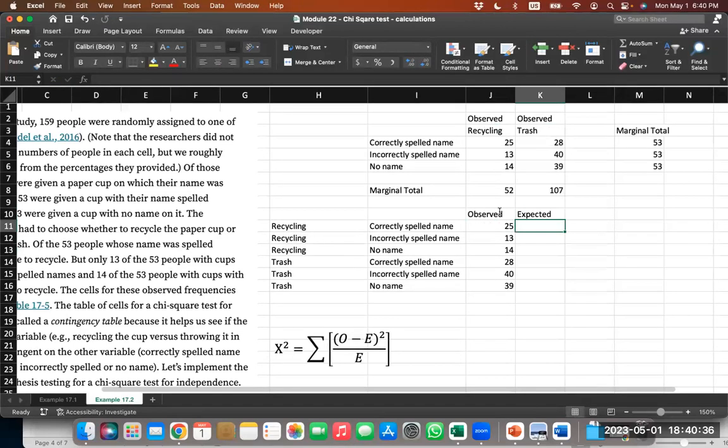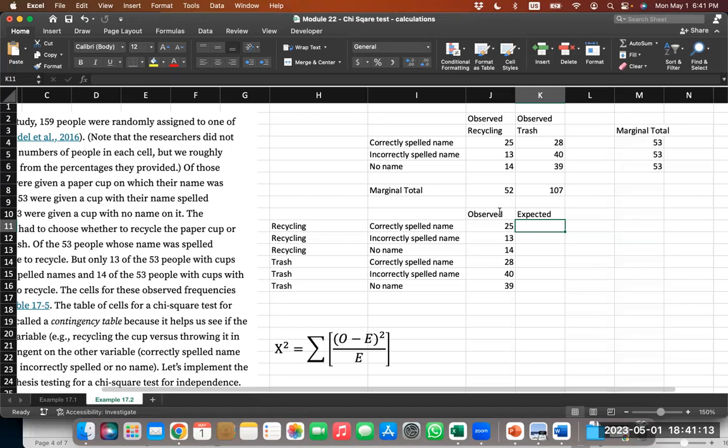So you want to know now what would need to be the count in each of these groups if there were no association between the dependent variable and the independent variable. How could you do that? You know that the outcome that was observed is basically 52 in the recycling group and 107 in the trash group. So the dependent variable is always column, because the independent variable is organized as the rows. So you have a total for each of your outcome levels.